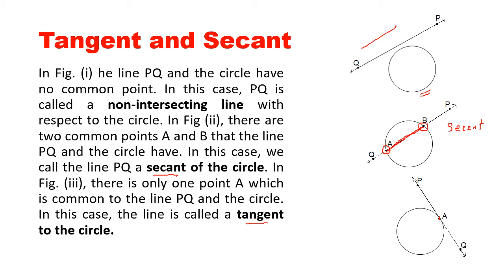So here A is the only point which lies on the circle and also lies on the line. Here there are 2 points, A and B. Point A lies on the circle and the line, and point B lies on the circle and the line. So these are the points of intersection.